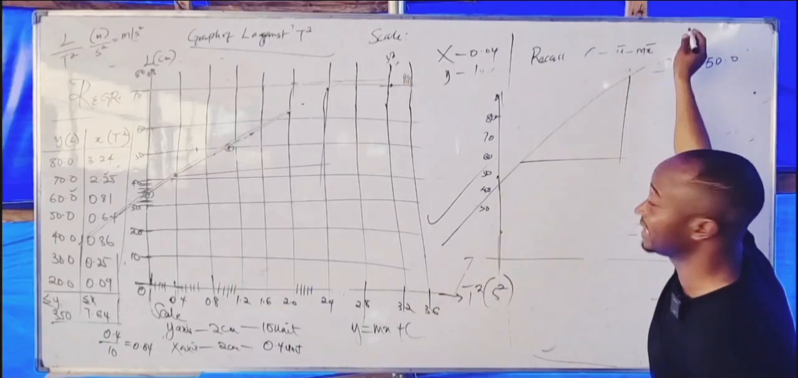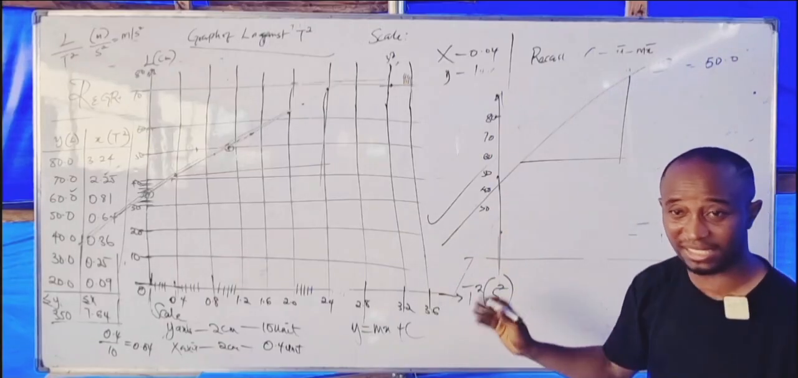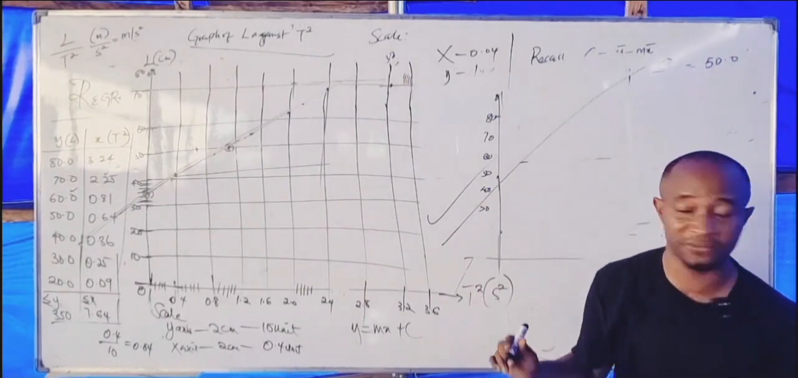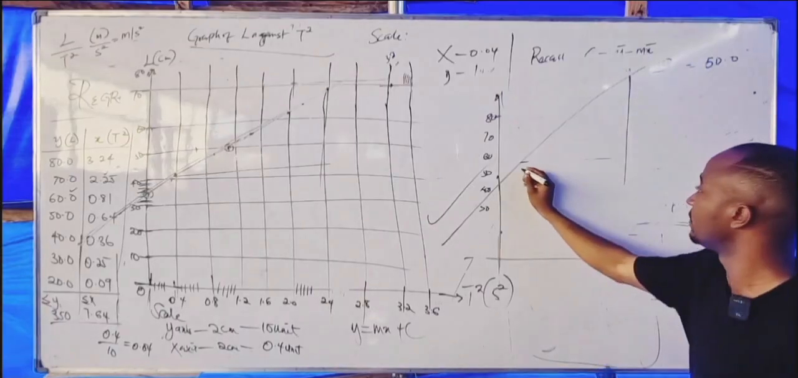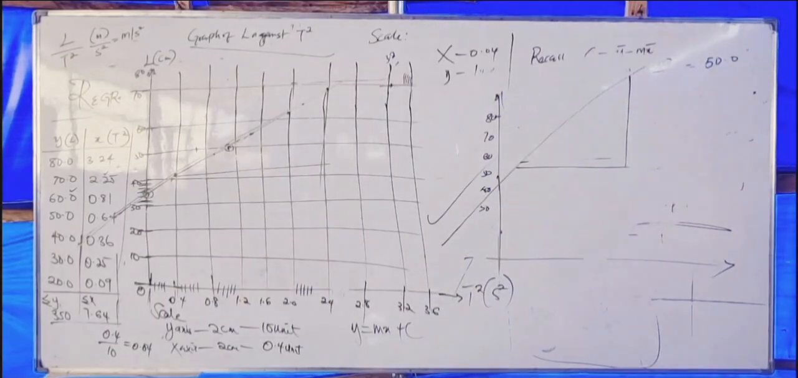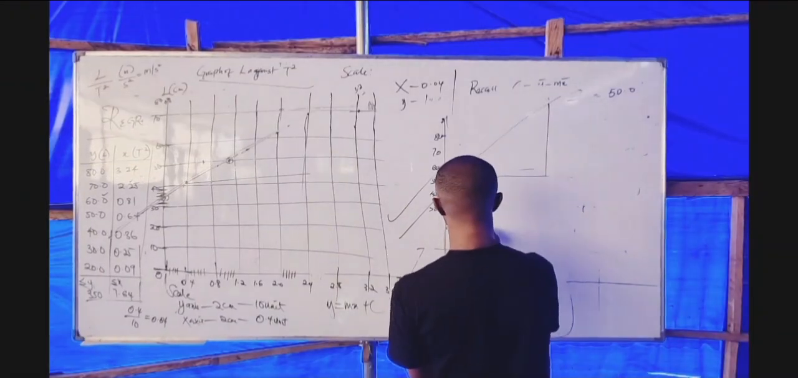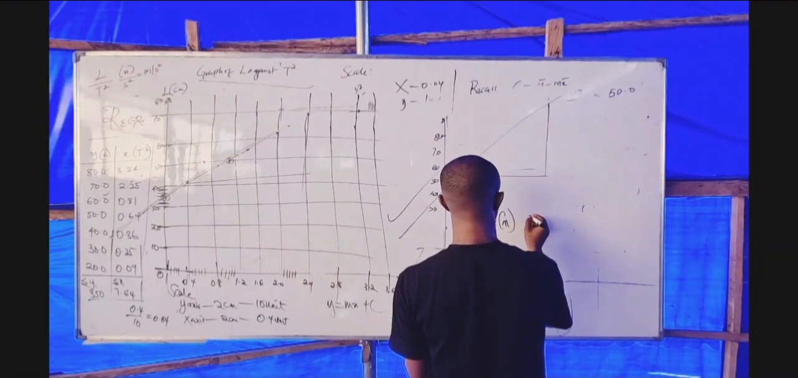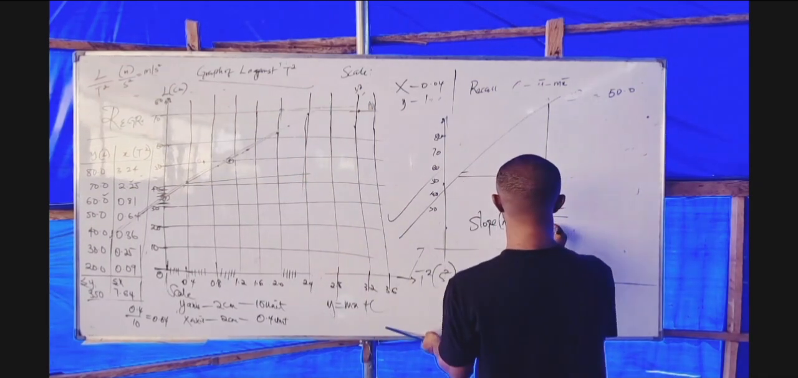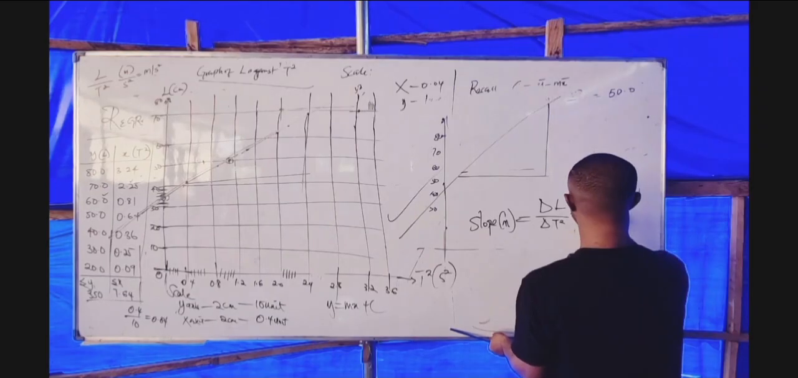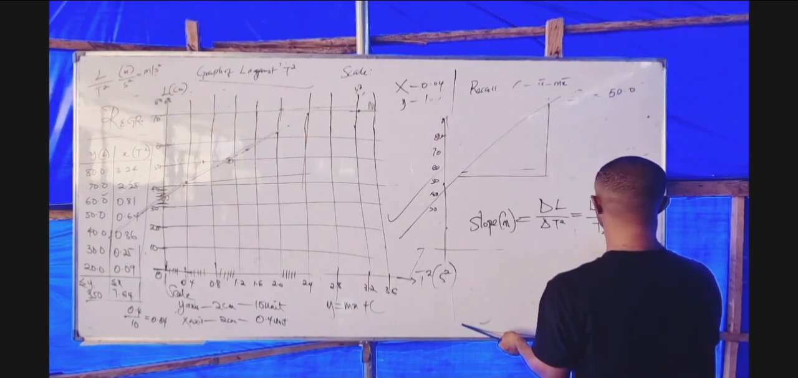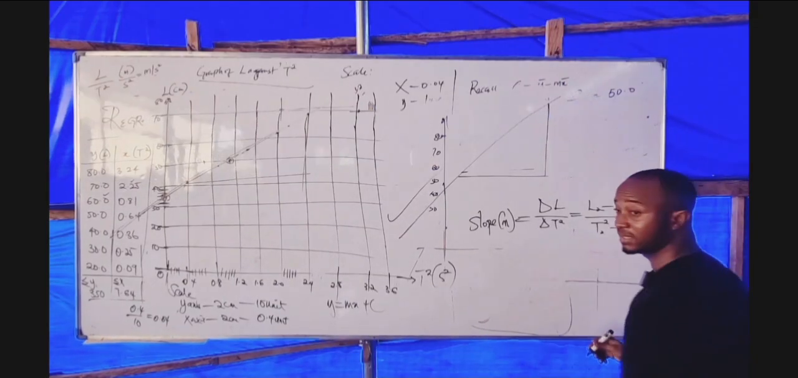As long as you have gotten your line, you can get your slope. Is that clear? Now let's go. On your own, decide your slope from your graph. So take it from here, anywhere. Have you done that? Our slope is M, which is change in L over change in T squared. That will give us L2 minus L1 over T2 squared minus T1 squared, right? Let's go.